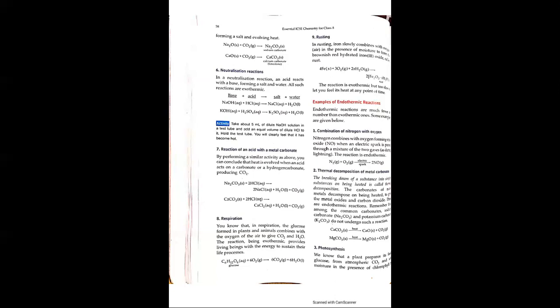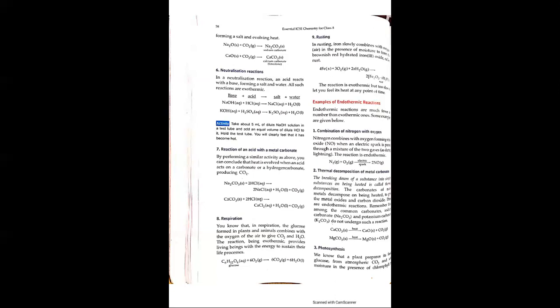Next is respiration. You know that respiration is a process by which our life goes on, in which glucose is broken down by oxygen to provide energy. The reaction is C6H12O6, which is glucose, plus the oxygen which you take from the environment. This is the equation for respiration: carbon dioxide gas is evolved, which is expelled out. You breathe out carbon dioxide, and water vapor is also breathed out from your nose. This is an exothermic reaction because again heat is released in this process.